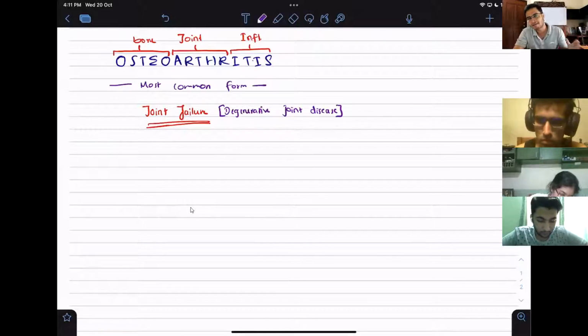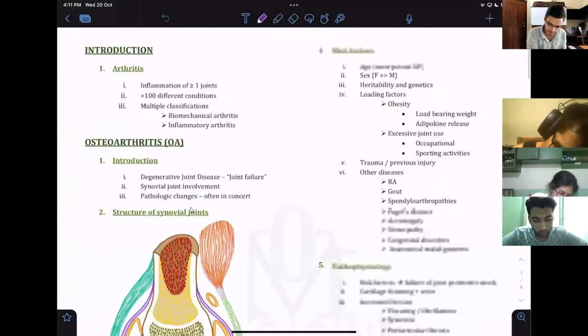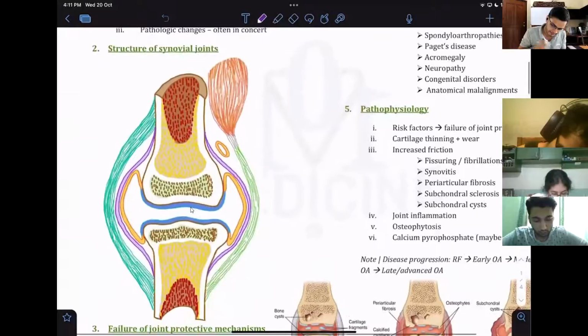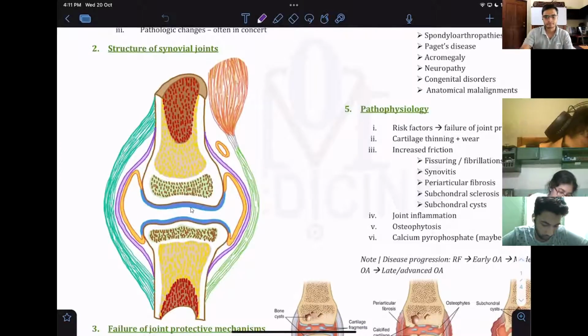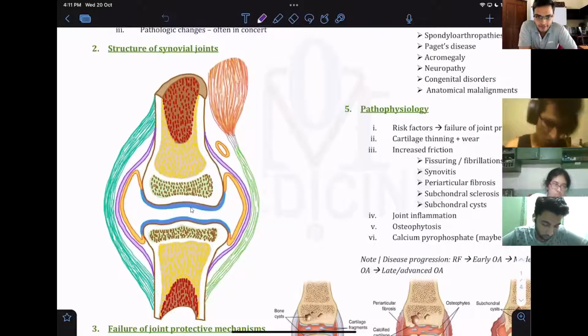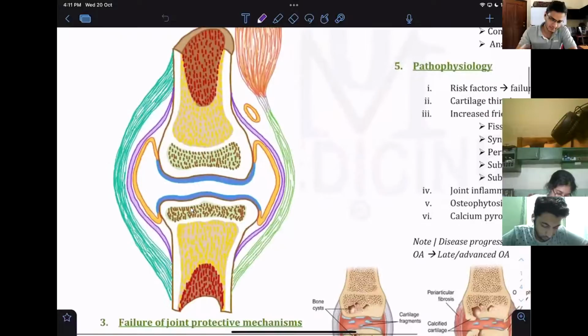Now, joints, guys, there are multiple types. Osteoarthritis, in 99.99% of cases, affects synovial joints. In your skeletal notes, I have put a picture for y'all. Let's take a look at this synovial joint and get an idea of what the parts are. So here we have the two bones, guys, and the synovial joint. Let's see what the structures are here.